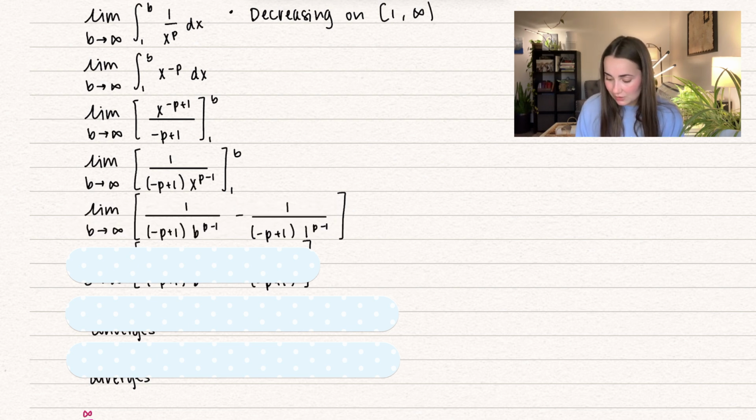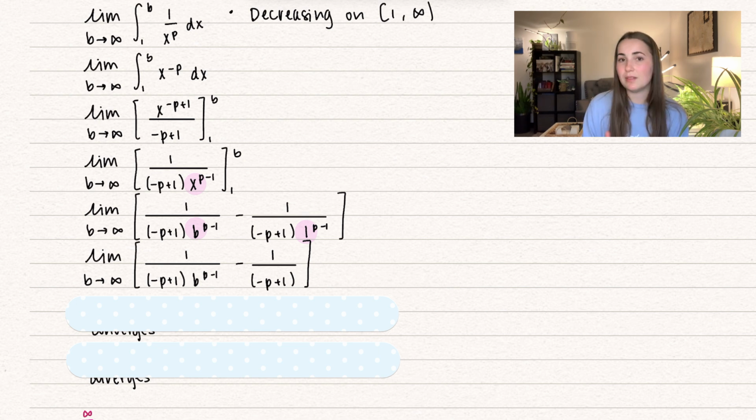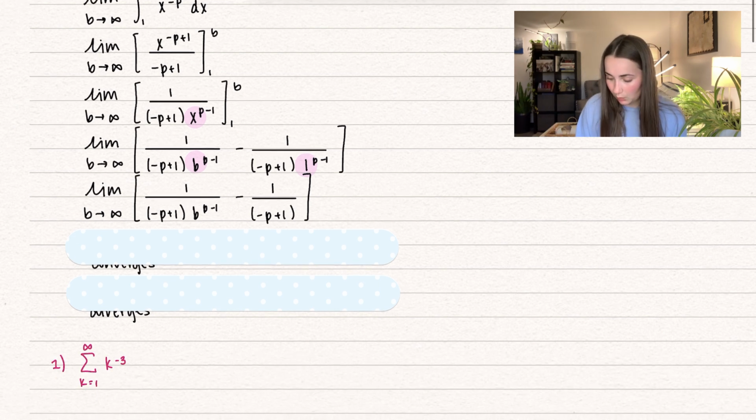So now what we can do is plug in upper minus lower. Remember, we are replacing x. Here we get our upper bound of b, and here we get our lower bound of 1. We can actually simplify that, because 1 to the p minus 1 is always going to be equal to 1. So this right here is the limit that we're working with. Now, p minus 1 here in the exponent is going to tell us a lot of information. So let's go ahead and go through it.